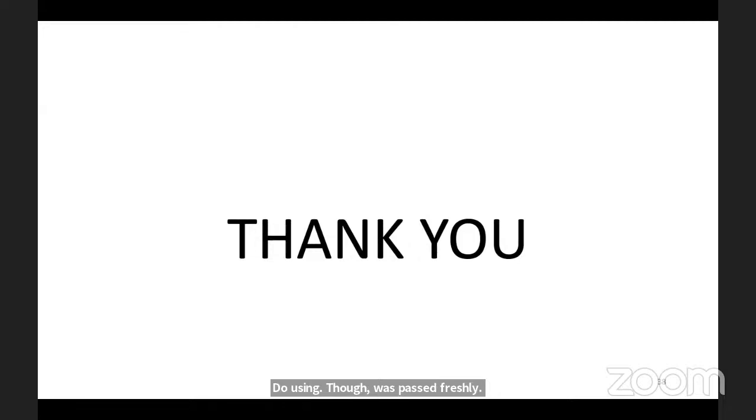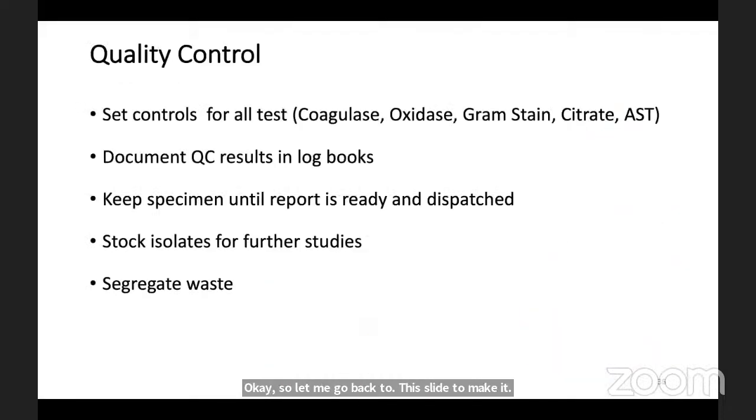I don't really get the question, but I think it's a guide on how we have to go about it if we have to use catheterized urine for culture. Okay, so let me go back to this slide to make it clearer.